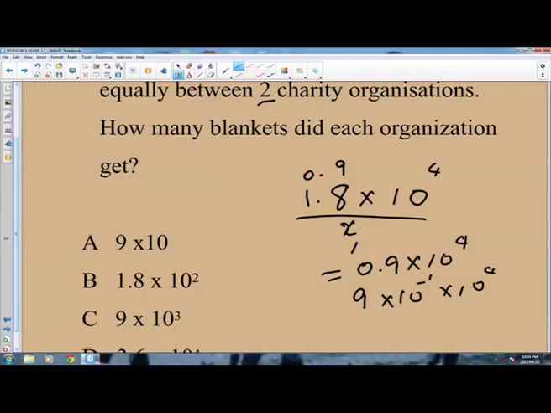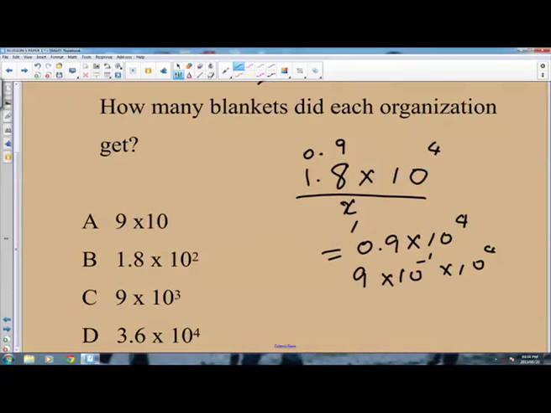It's because we are moving the point to the right now, so that the 0.9 can be a numerical value, not a decimal. So we have 9 times 10 to the power negative 1 times 10 to the power 4. And then the law of indices says when the bases are the same, you add the powers. So this will be 9 times 10 to the power, because this is 10 to the power negative 1 and 10 to the power 4.